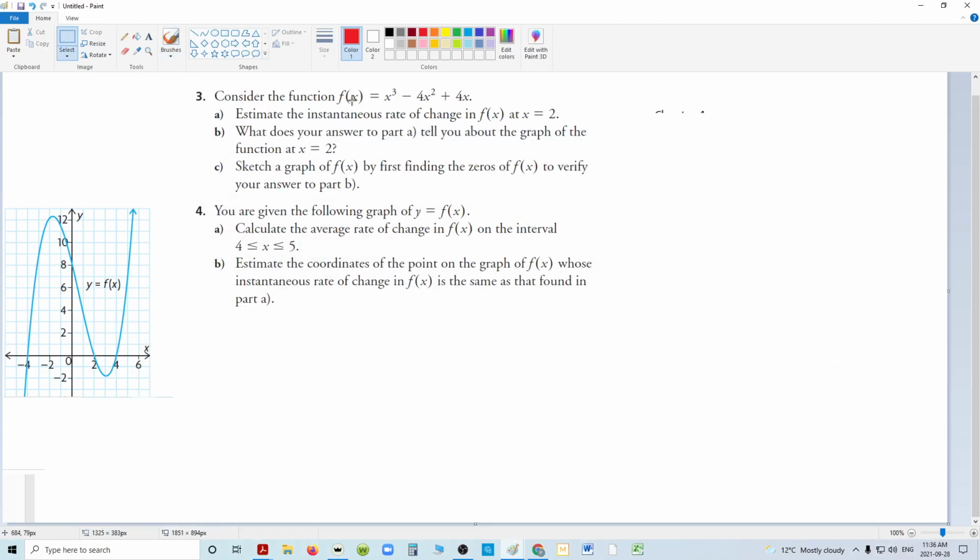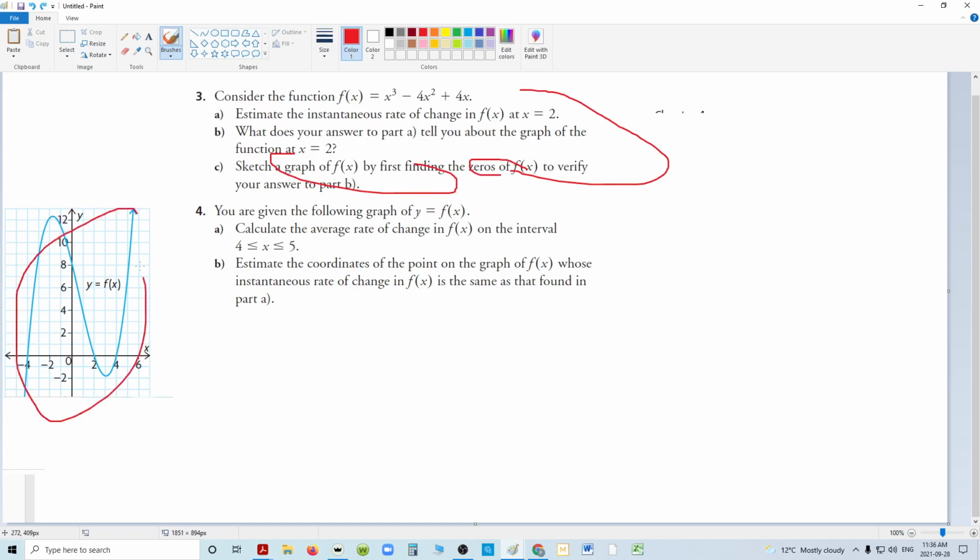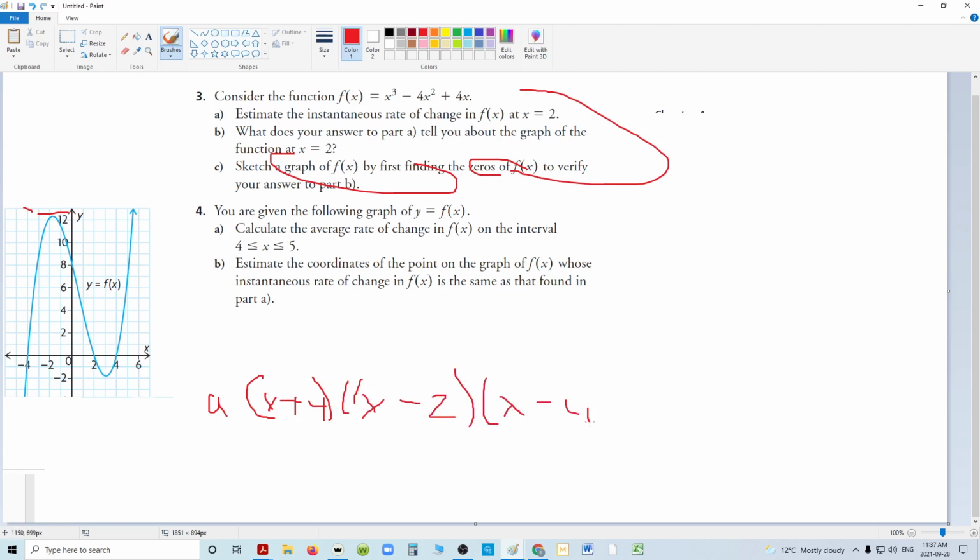What does your part A tell you about the graph function? Yeah, it's a min or max. Sketch a graph of x, find the zeros, so that's why I did that. And then they're just giving us a graph, right? This is clearly a cubic, and it's clearly a cubic that has a max or a min. But notice they give you the x-intercepts, right? So that means I already know that this is going to be a times x plus 4 to get to that minus 4 here, x minus 2 to get to that plus 2 here, and x minus 4 to get to that plus 4.